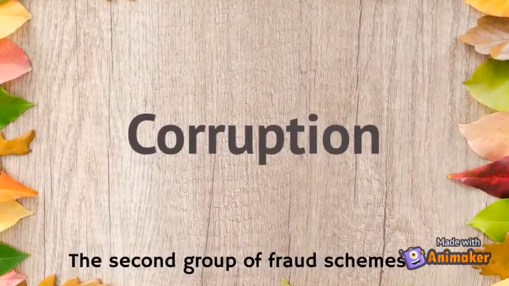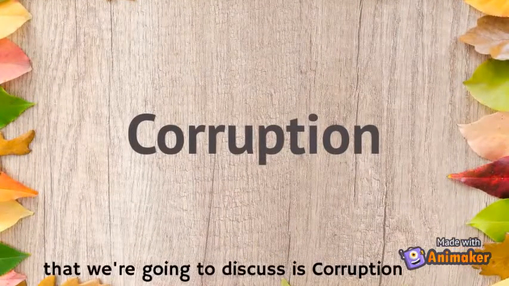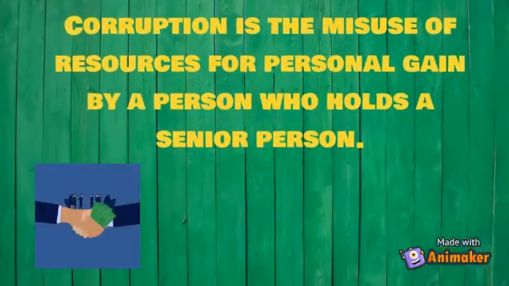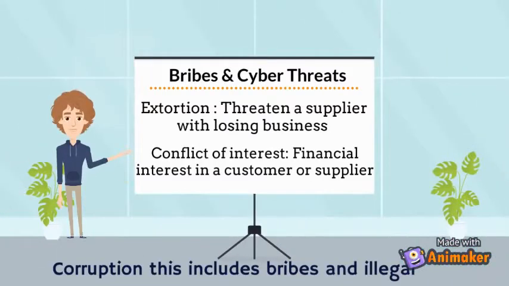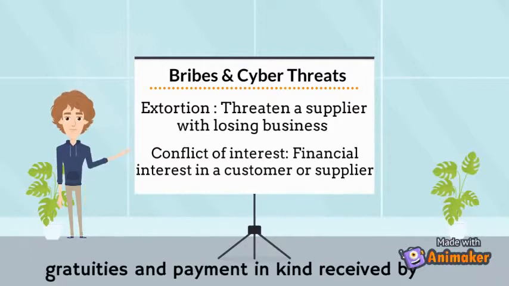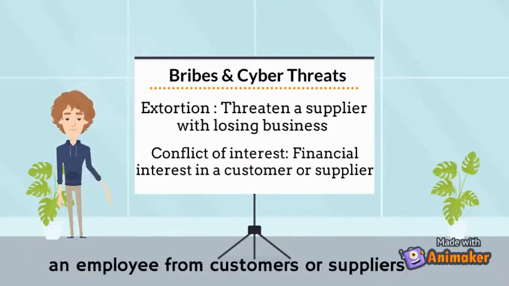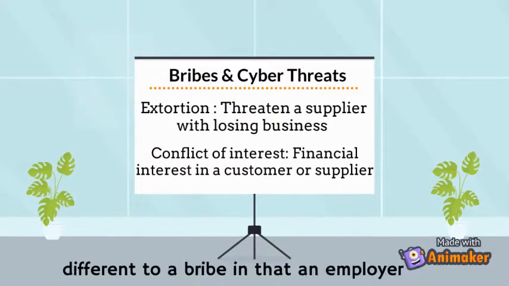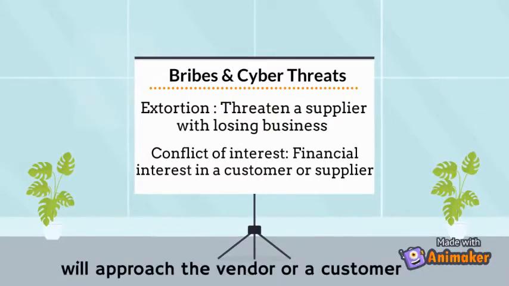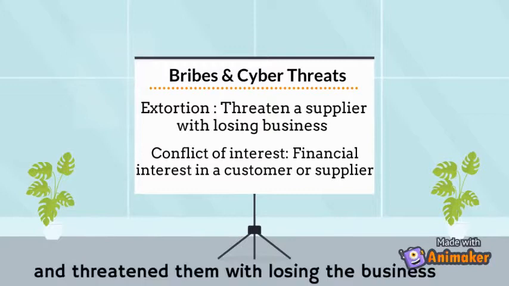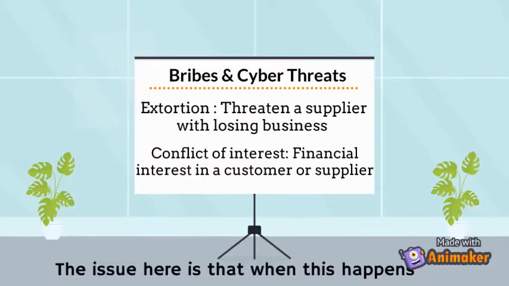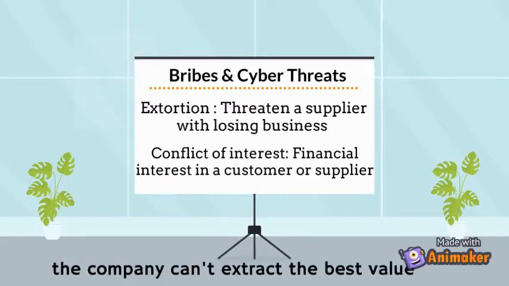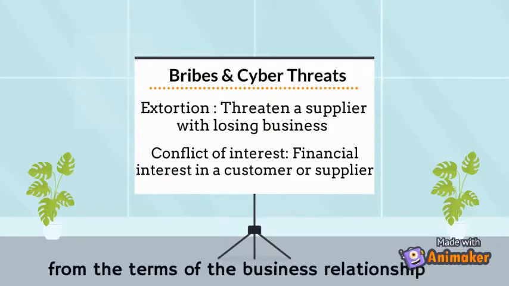The second group of fraud schemes that we're going to discuss is corruption. Corruption is the misuse of resources for personal gain by a person who holds a senior position. This includes bribes, illegal gratuities and payments in kind received by an employee from customers or suppliers for special consideration. Corruption through extortion is somewhat different to a bribe in that an employee will approach the vendor or a customer and threaten them with losing the business if they don't pay them off. The issue here is that the company cannot extract the best value from the terms of the business relationship.